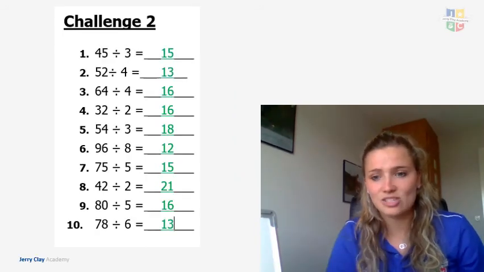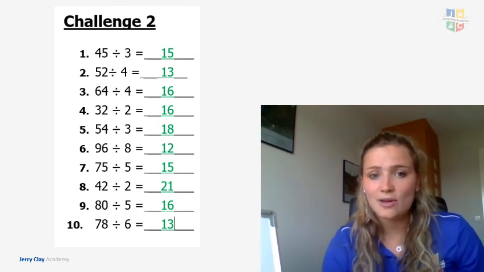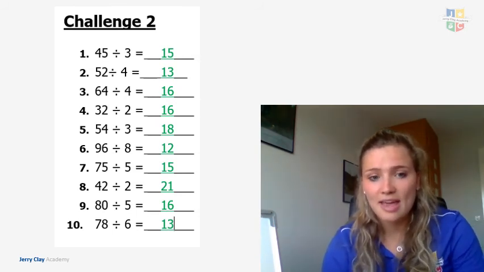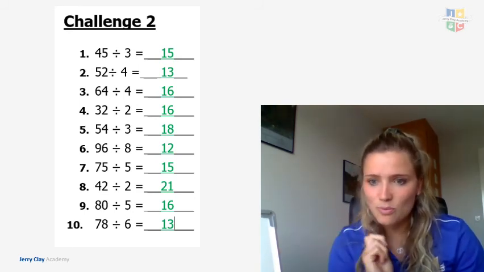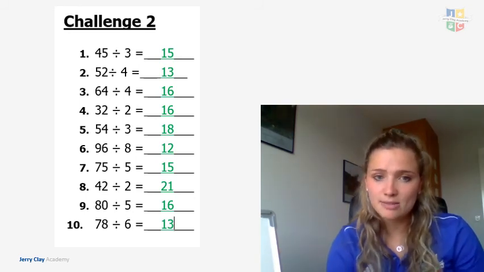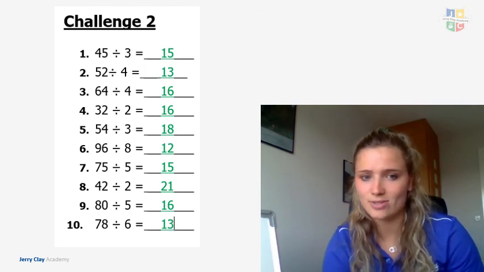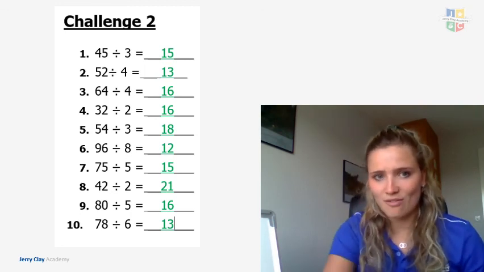And then on challenge 2, these are your answers for challenge 2. They were larger numbers, so you would have needed to use your second method, where you were partitioning to make smaller numbers to then find the answers, but these were the answers you should have come up with.